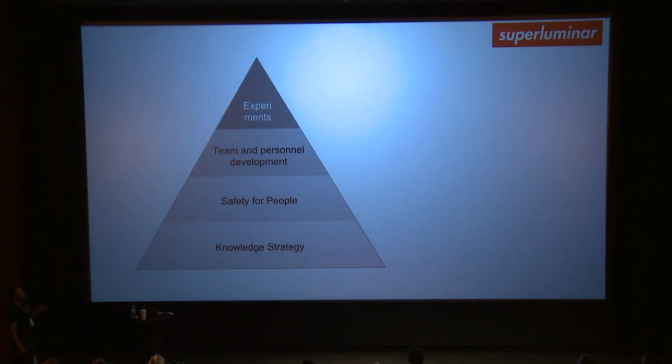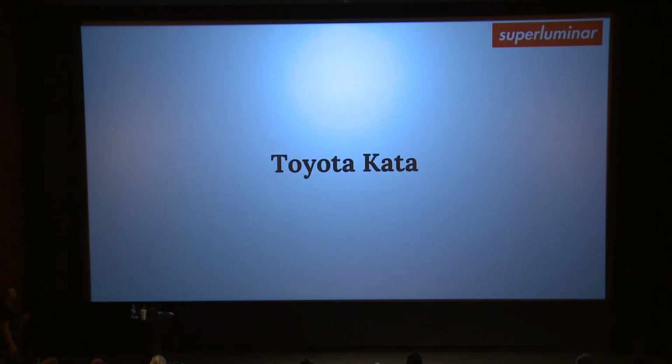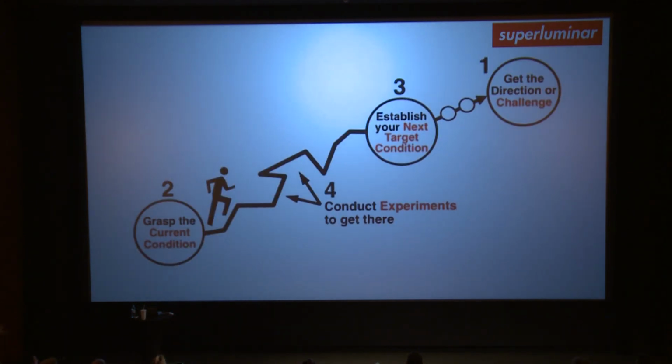experiments. So this sounds a little bit okay, you might be now a little bit disappointed that there's only experiments, but it means disciplined unlearning and experimentation. And actually, now that we have a knowledge strategy, we can experiment towards this strategy or vision, and we can also have maybe small wins. So what I found there is Toyota Kata. Who knows this? Not so many. That's great. So you can actually learn something.